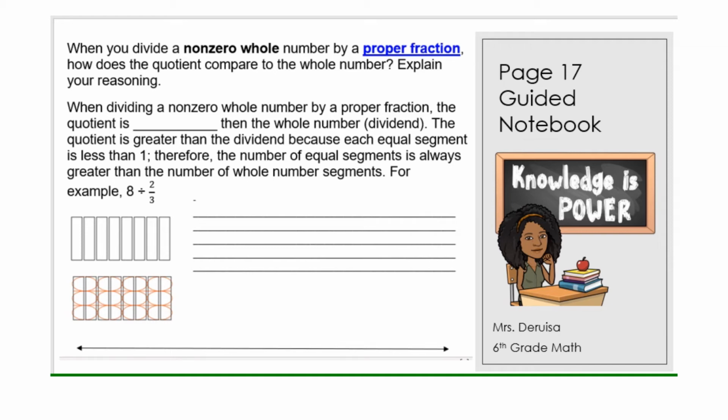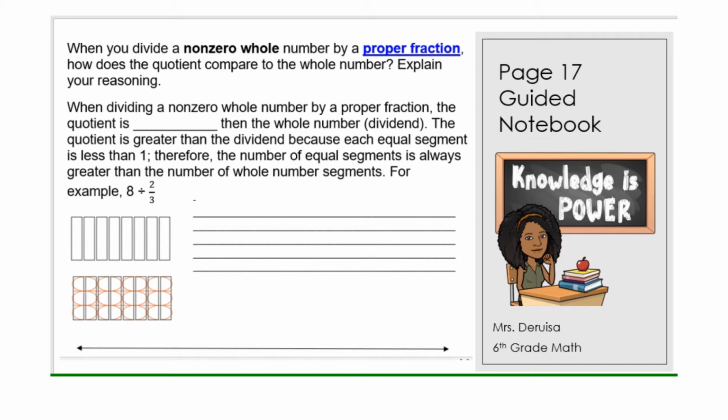So we're at the bottom of page number 17. If you're not on page 17 already, I need you to pause and open your guided notebook to page number 17. So we want to think about this question. When you divide a non-zero whole number by a proper fraction, how does the quotient compare to the whole number?